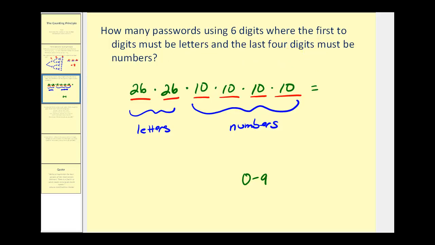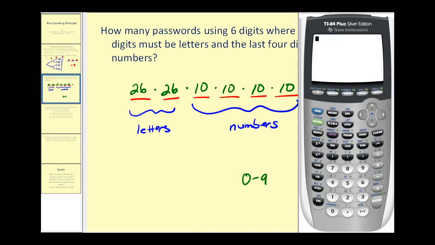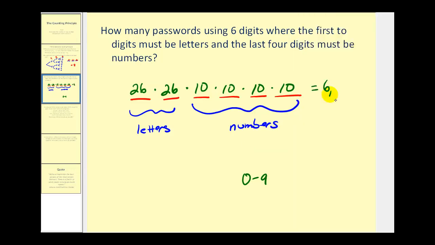So let's go ahead and figure out what that would be. So if we use our calculator, we would have 26 squared times 10 to the fourth. Which equals 6,760,000 possible passwords. Let's go and take a look at a couple more questions.